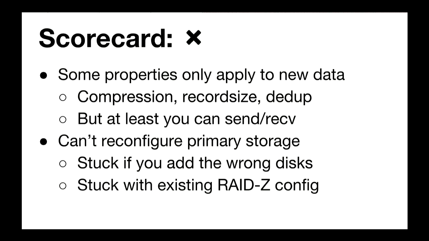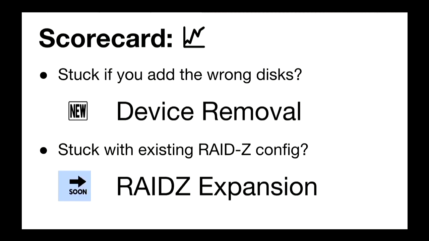And then similarly, when you add a RAID Z group, you add 5 disks, they're part of a RAID Z. Then if you want to add more space, you have to add another whole RAID Z group, 5 more disks, for example. Or do you? So in this talk, I'm going to be talking about 2 new features in ZFS. One, device removal, that helps you if you added the wrong disks, and another, RAID Z expansion, which allows you to change the RAID Z configuration.